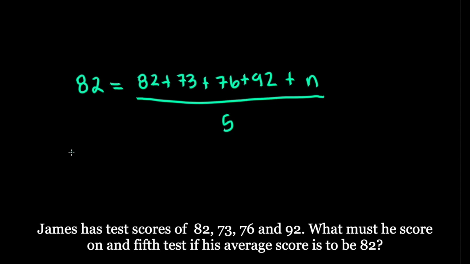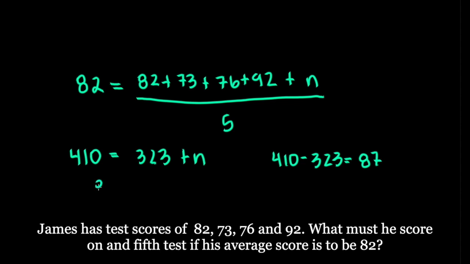82 times 5 equals 410. So 410 is going to equal 82 plus 73 plus 76 plus 92, which equals 323, plus n. In order to isolate n, we are going to subtract 323 from both sides. 410 minus 323 equals 87. So 87 equals n. So we know that in order for James to get an average test score of 82, he needs to get an 87 on his fifth test.